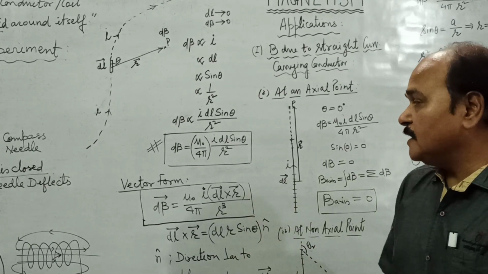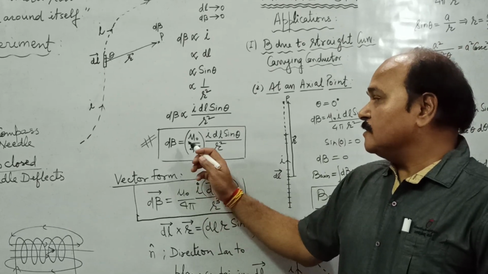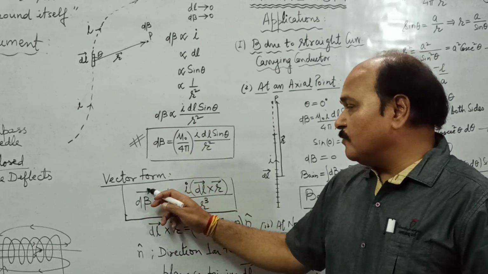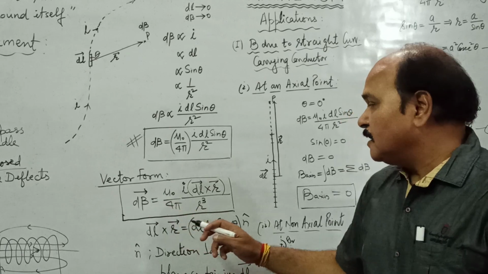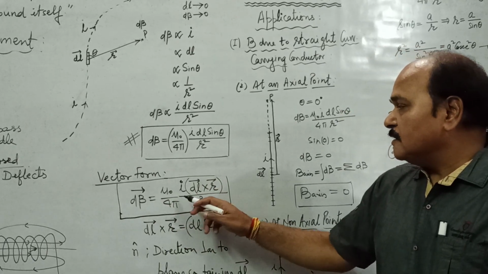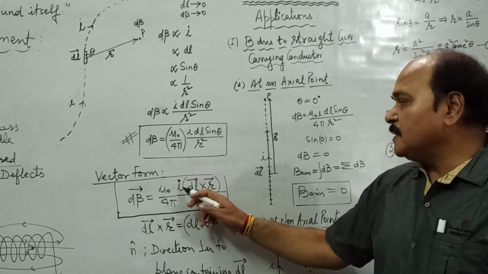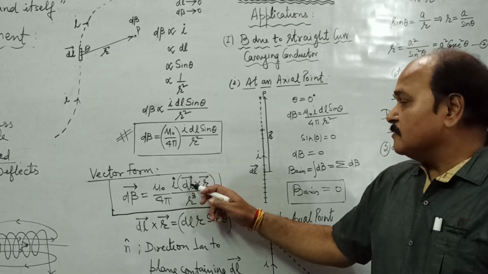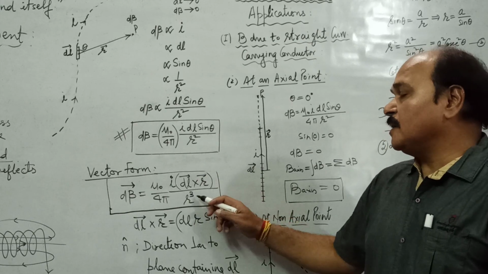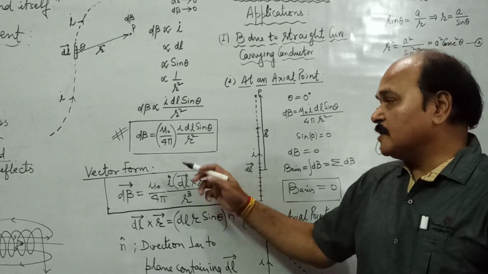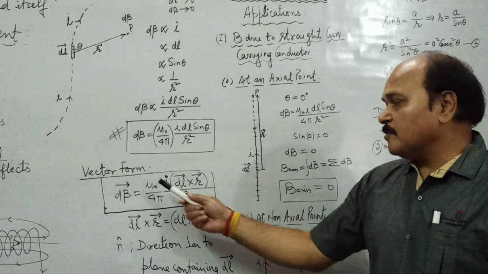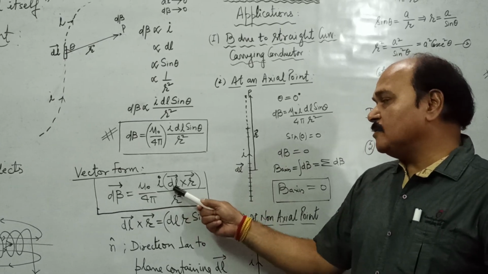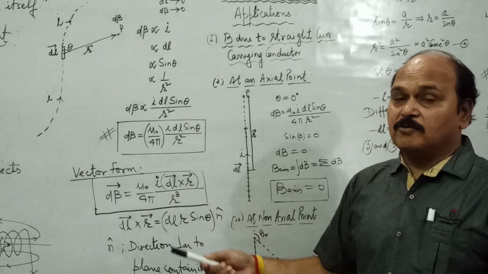Well, if we write it in vector form, we put a vector sign overhead of this dB, and on the right hand side, mu naught upon 4 pi remains the same. I is a scalar quantity, it cannot participate in the cross product. So the next term is dl cross r upon r cube. So in vector form, we write Biot-Savart law as mu naught upon 4 pi I dl cross r upon r cube. Why is this I not part of the cross product? Because it is a scalar quantity.